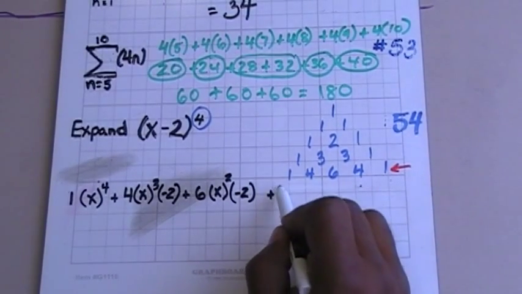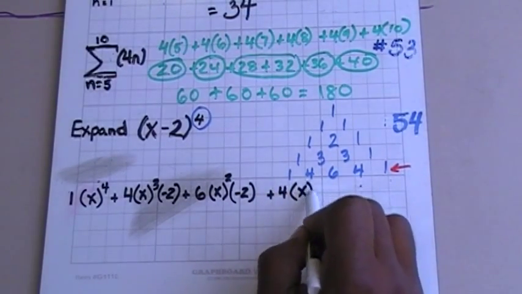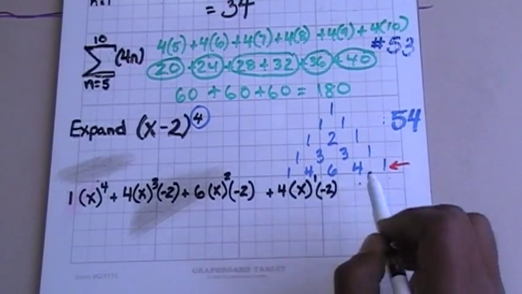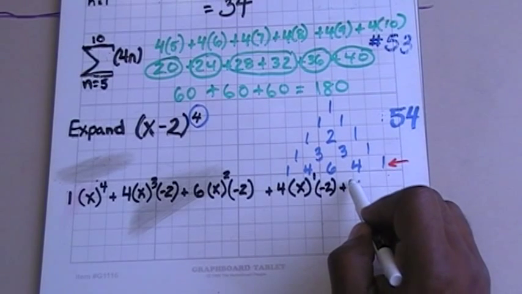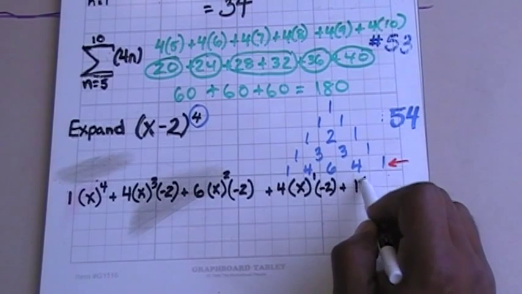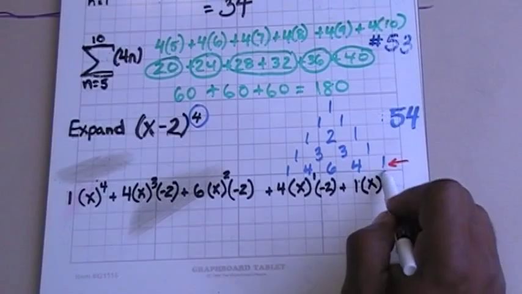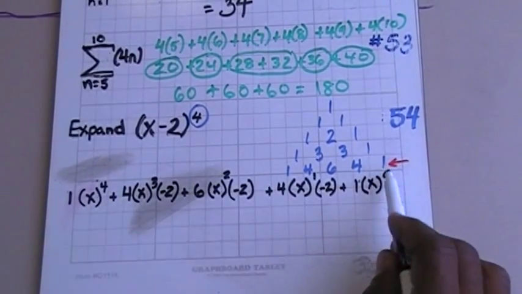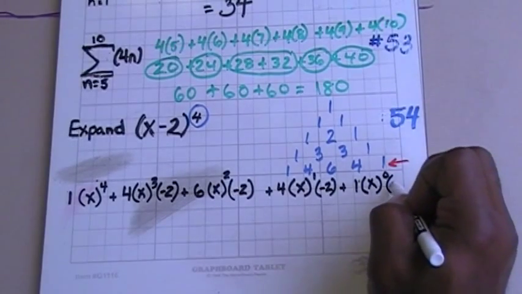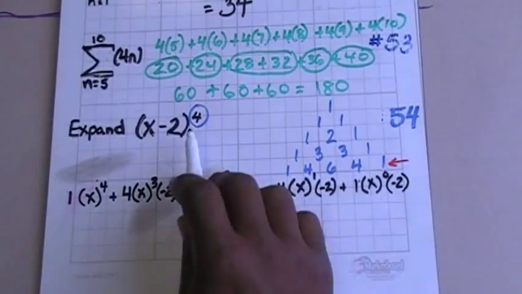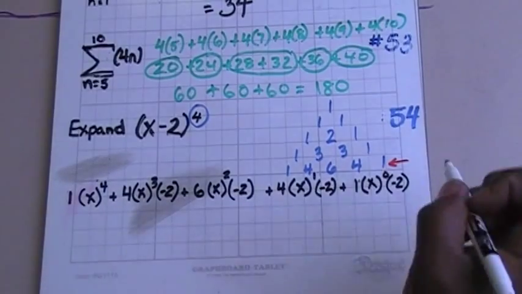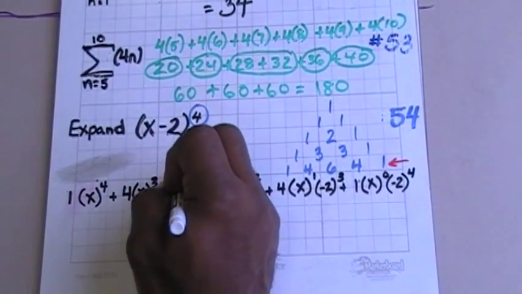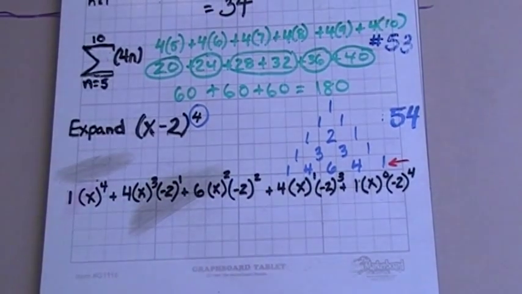Plus 4x to the first. And then we're going to hold the -2, plus 1x to the 0, which we didn't really have to write. So we got 4, 3, 2, 1, 0, and the -2. And then in the opposite direction, we have 4, 3, 2, 1, hey, 0. That's why I didn't write it.